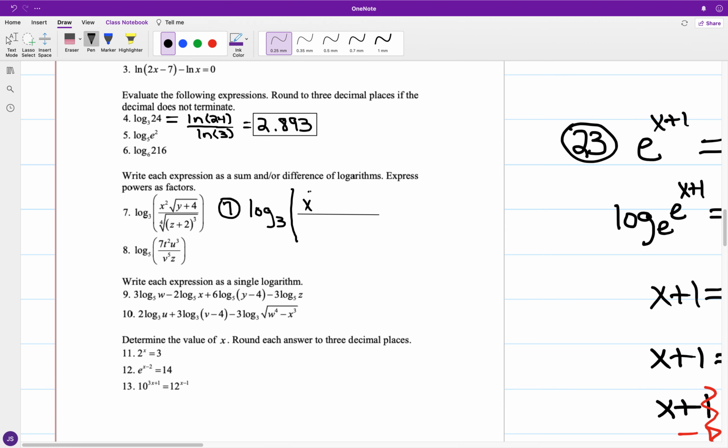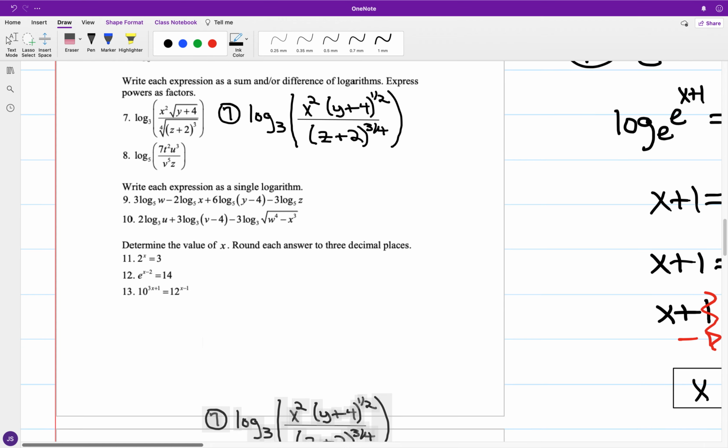So the rewrite for number 7: I have x squared times the square root of y plus 4, so this would be x squared times y plus 4 raised to the 1/2, and for the 4th root of z plus 2 cubed, if you notice, you have an exponent inside the radical, and the radical has the index number of 4, so that is going to be the quantity z plus 2 raised to the 3/4.